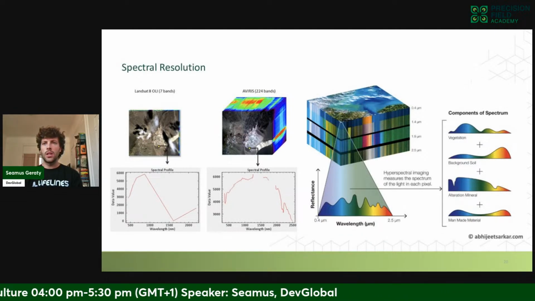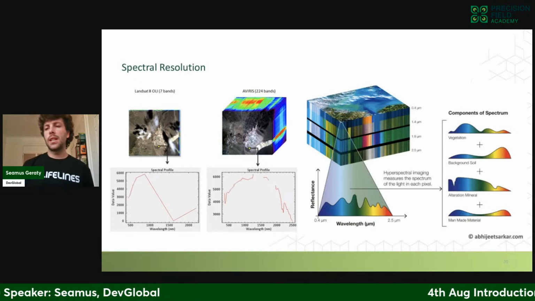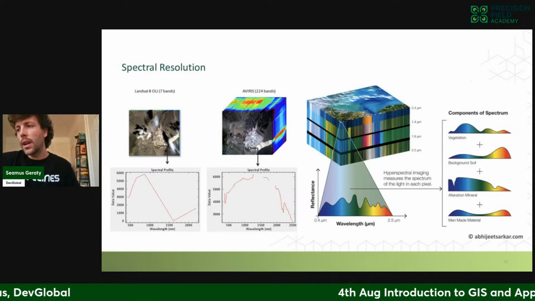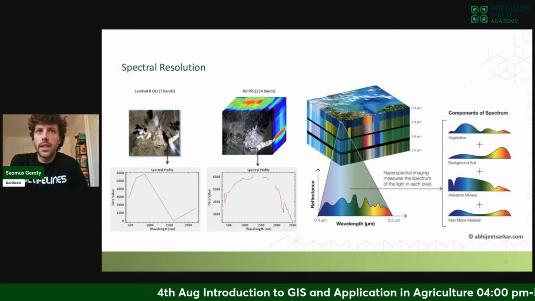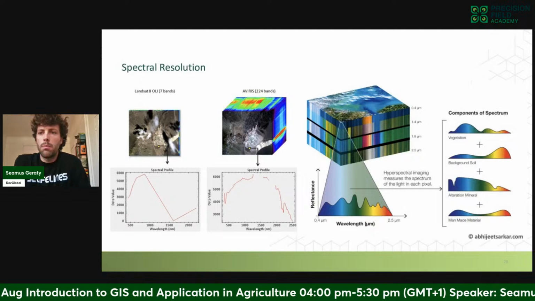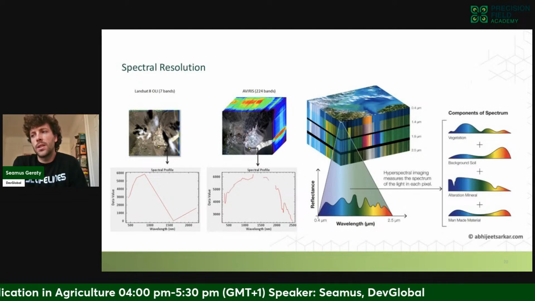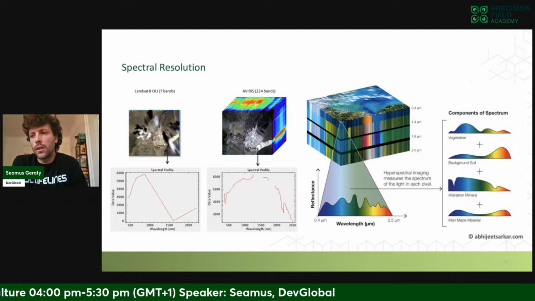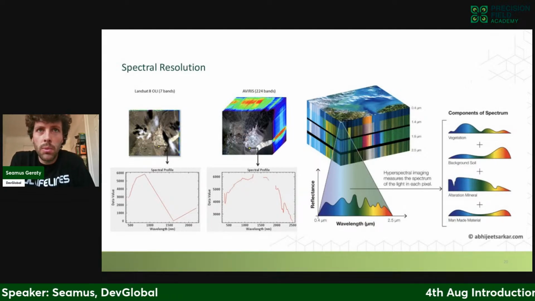Spatial resolution, this is a good example on the screen, which basically dictates the level of detail we can discern in an image. As we discussed earlier, what's the smallest thing I can see? So at the left, higher spatial resolution means smaller pixels and allows us to identify finer features on the ground, such as individual buildings, vehicles, or even specific crop rows, right?